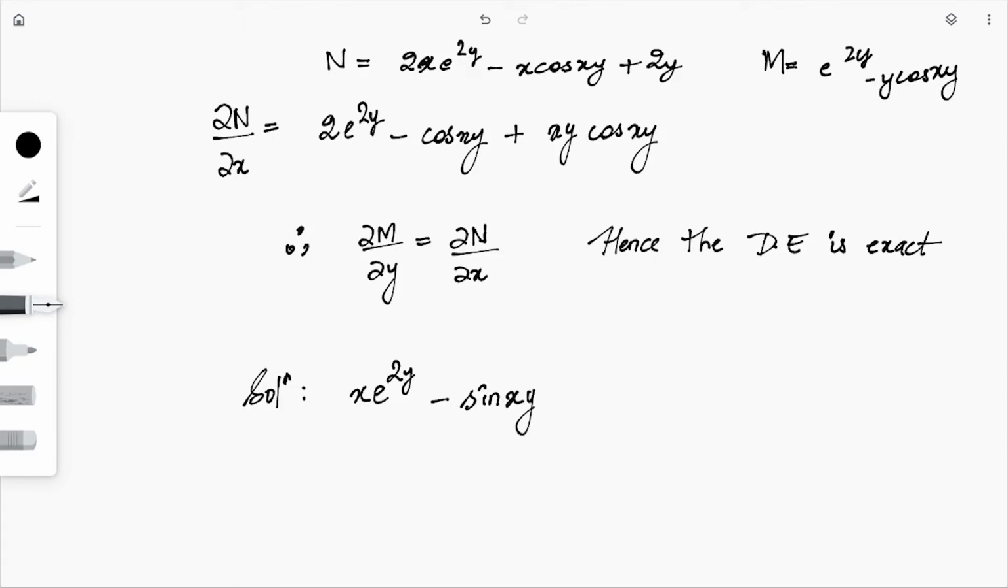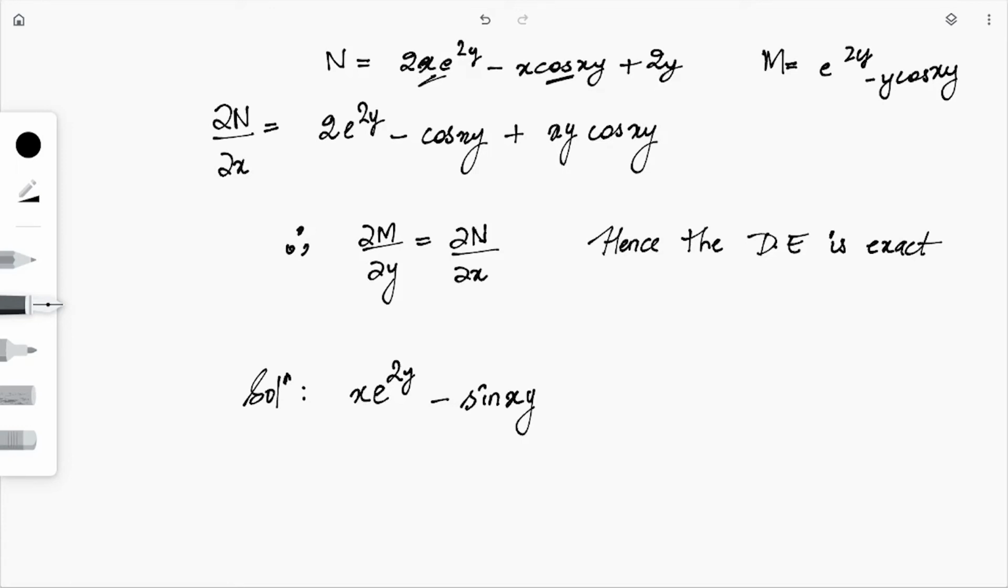Okay, so that is the integration of m with respect to x, keeping y as a constant. Now let's move to n. We have to remove all the terms containing x, so this need not be considered and this need not be considered. We have to just integrate this term with respect to y.